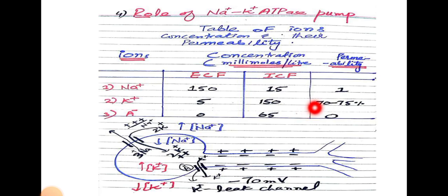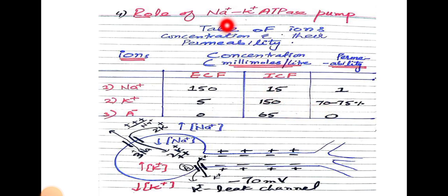Potassium is 70 to 75 times more permeable as compared to sodium. Simply, you can say if one sodium is crossing the cell membrane, 70 to 75 potassiums are crossing the cell membrane. Simply, permeability of the cell membrane for potassium ions is far greater as compared to sodium ions, and this is due to the fact that potassium leak channels are greater in concentration in the cell membrane.